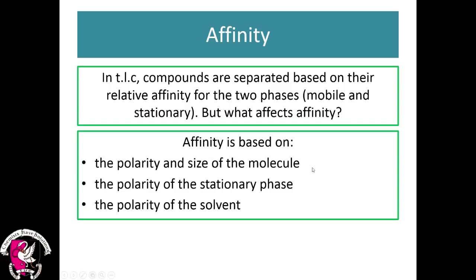And why would we want to do that? Some of you may have thought, well, if it's about affinity to the stationary phase and the mobile phase, then why do we not just have a spot right at the bottom, because it's got a high affinity for the stationary phase, so it's just going to stay where it is, and the other one's got a high affinity for the mobile phase, so it should move all the way up? Why doesn't it move all the way to the top where the solvent front is? The reason for that is because it's not just a straight case of this has a high affinity for that. It's actually about an equilibrium.